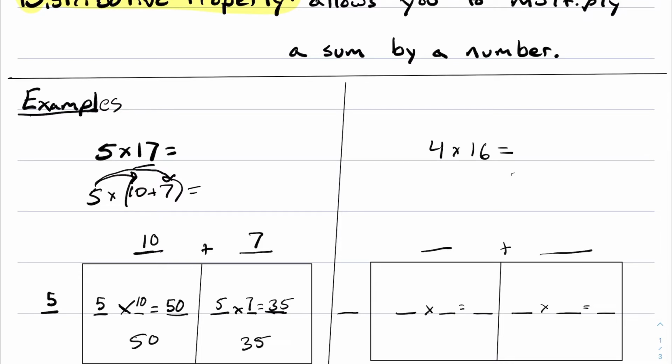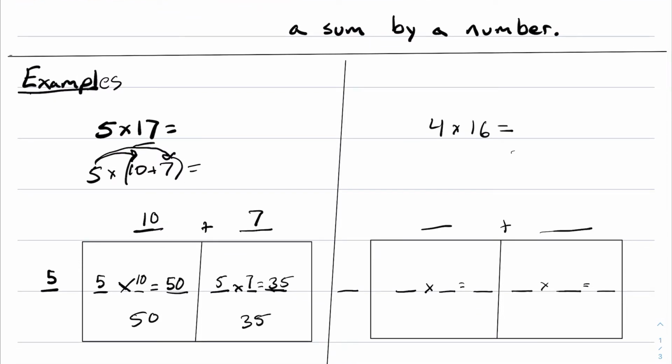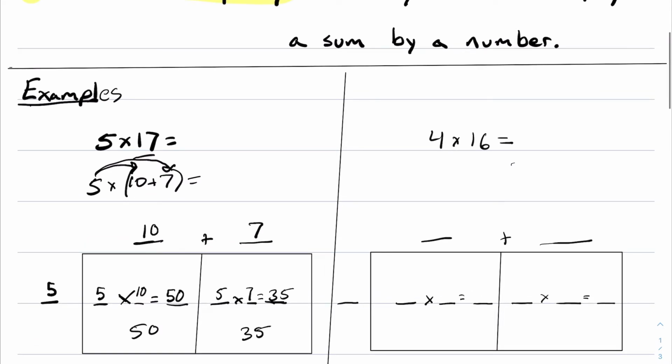Now we take those products and add them together to get our answer of 5 times 17. When we add 50 plus 35, we get 85 as our answer. So 5 times 17 equals 85. What this strategy does is it breaks your larger numbers up into numbers that are easier for you to multiply. Okay, let's take a look at another example.